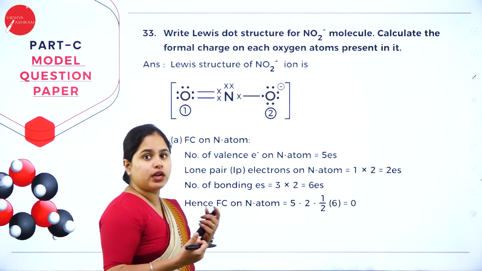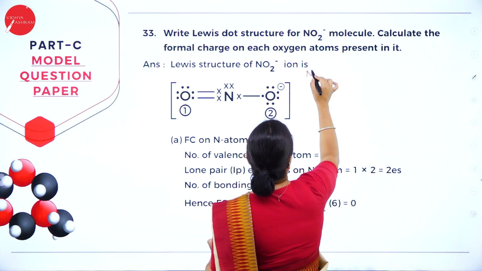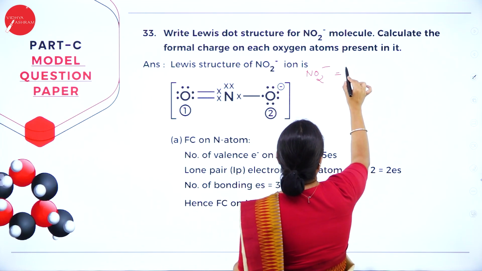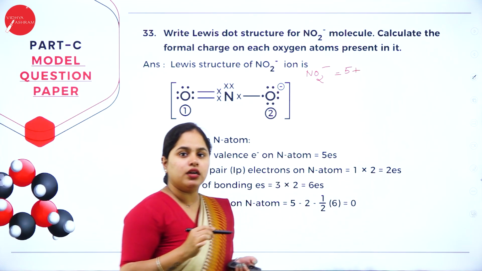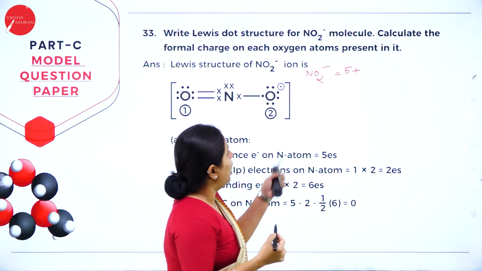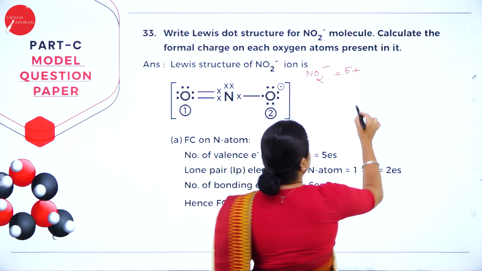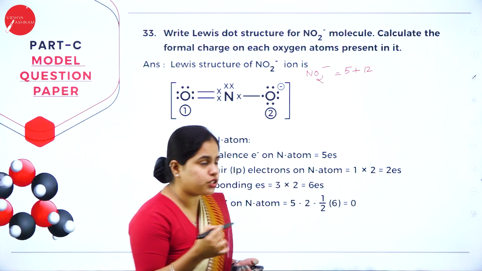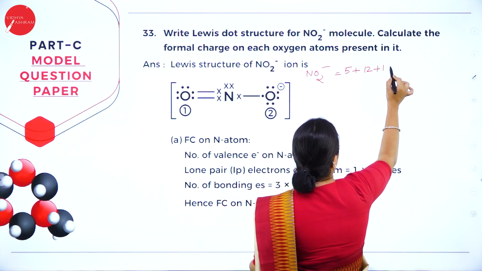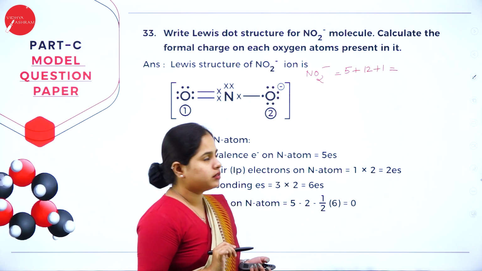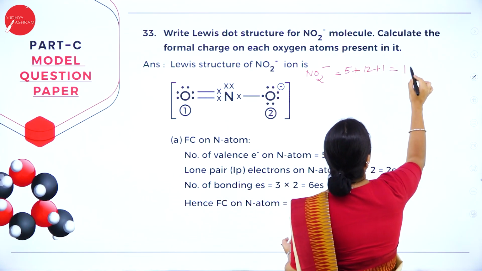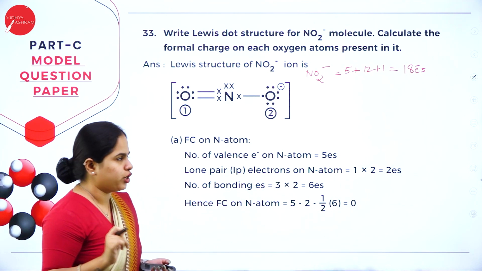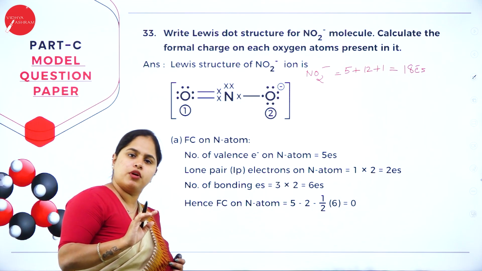We have to calculate the total number of electrons present, right? So for NO2 minus, nitrogen has a total of 5 valence electrons, and oxygen has 6 valence electrons. There are 2 oxygen atoms, so 6 into 2 will give you 12. And you also have a minus charge here, which means one extra electron is present, so that gives plus 1. That gives a total of 18 electrons in this NO2 minus molecule. So that is the first step: calculate the total number of valence electrons.